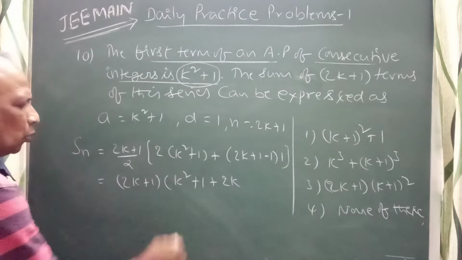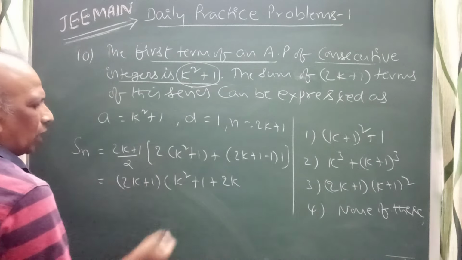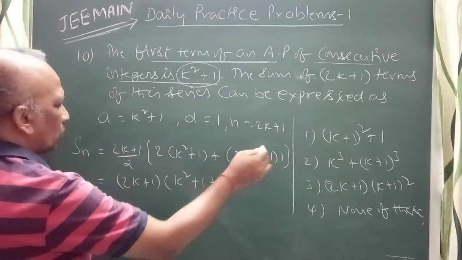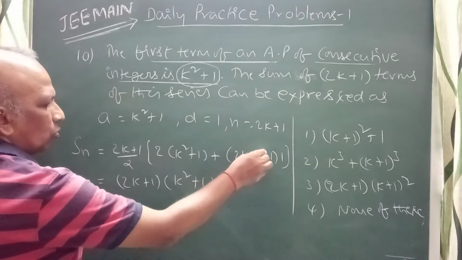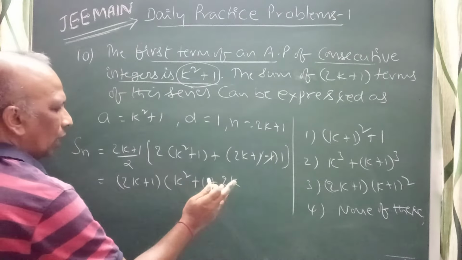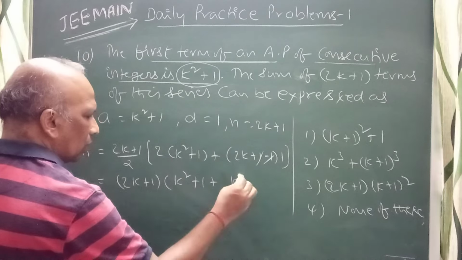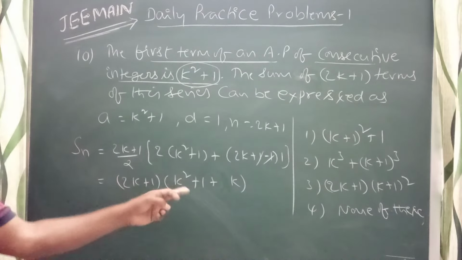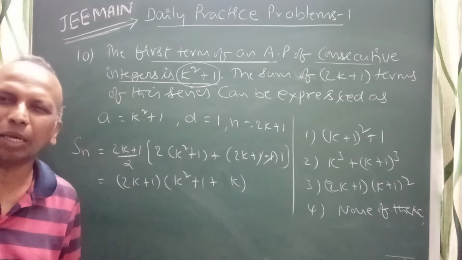I have taken k square common, k square plus 1, and I have taken 2 common also. Plus 1 minus 1 here I can simplify. It will be k square plus k, only this one comes. When I have taken 2 common, it gets cancelled, and you get (2k plus 1) into (k square plus 1 plus k).